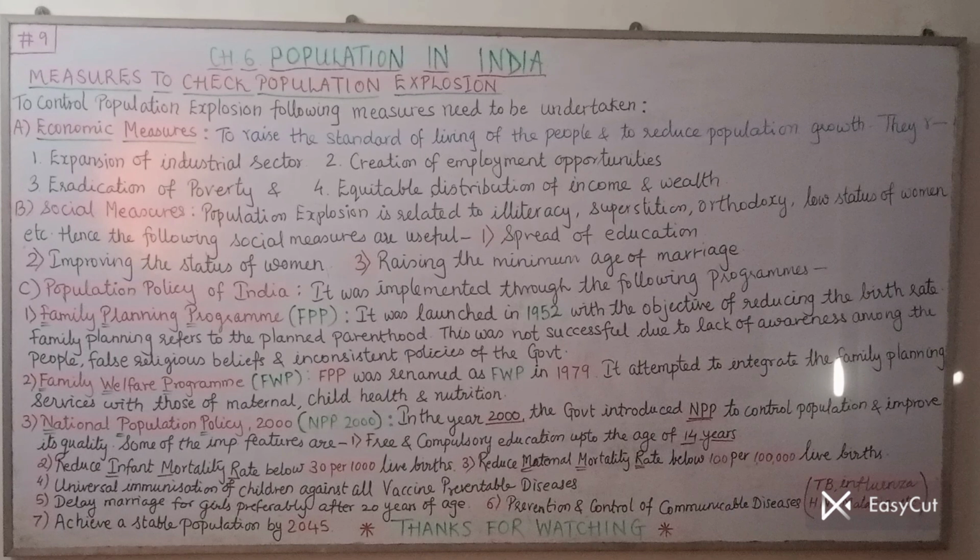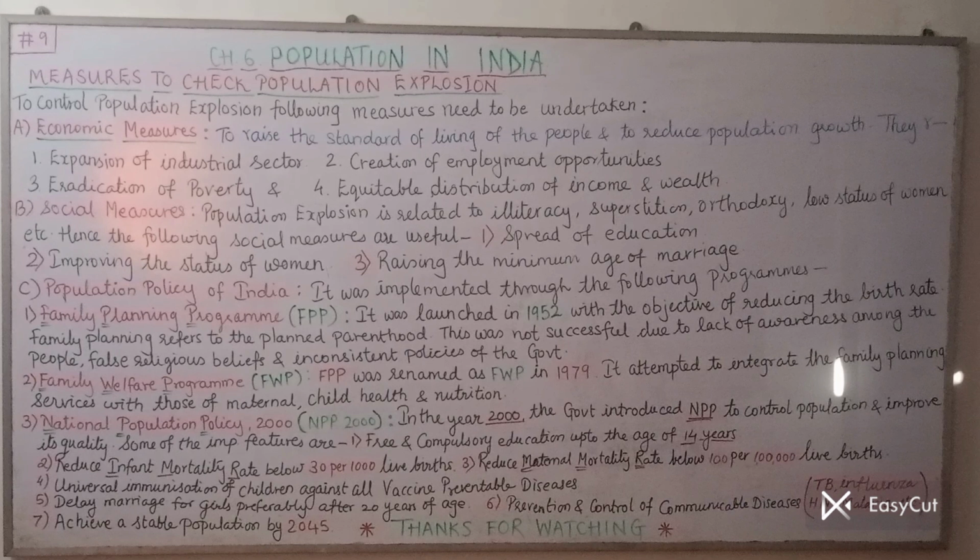Then fourth objective, universal immunization of children against all vaccine preventable diseases. That means the diseases which can be prevented by providing vaccine to the children, such diseases are now prevented through the vaccination of the children. Small children are given different kinds of vaccines at different time intervals.